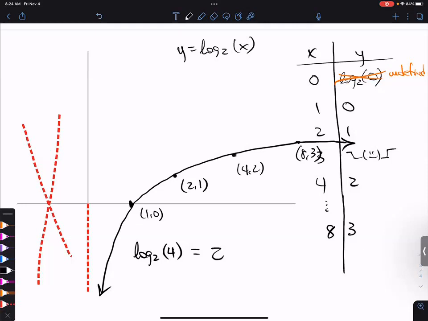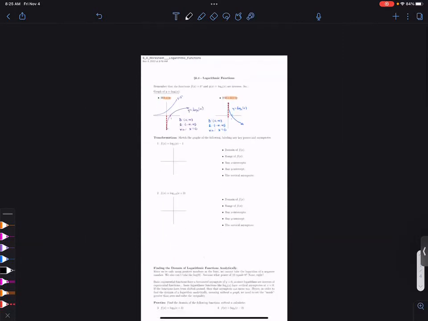Just like on an exponential, the nice points are y values that are powers of the base. Here, the x values are powers of the base because again, it's the inverse, right? So you swap x and y. Everybody sort of okay with that? Okay. All right. Transformation stuff works the same way it always has.